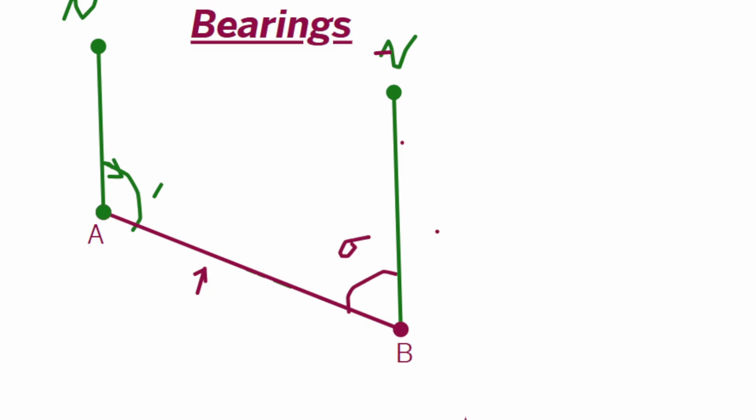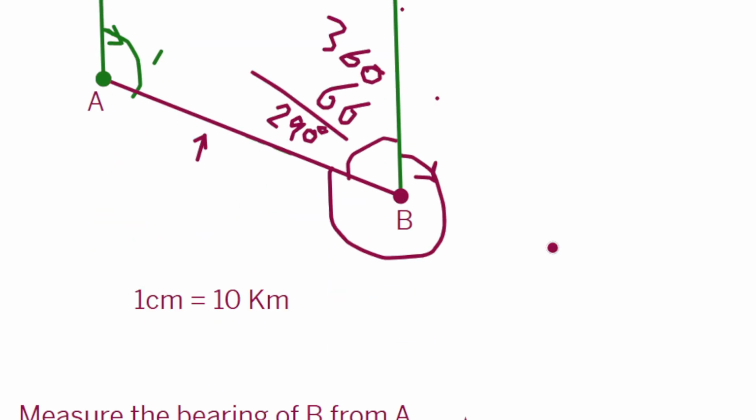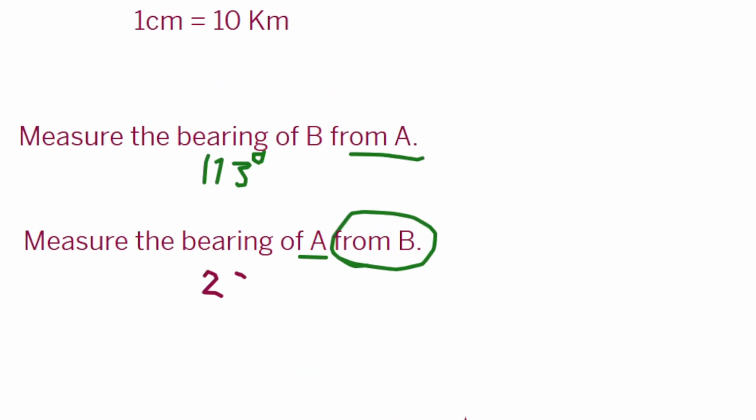This is 66. If this is 66, so the bearing from B is 360 minus 66. So 360 minus 60 is 300. 300 minus 6 is 294 degrees. So that's it. So the bearing of this is 294.